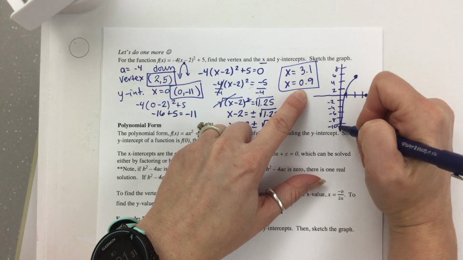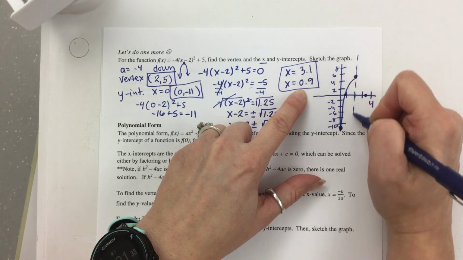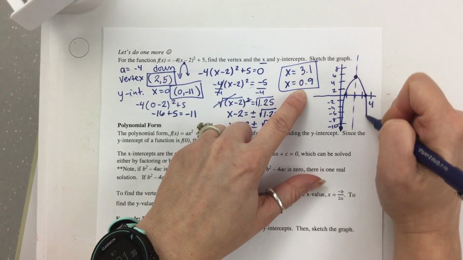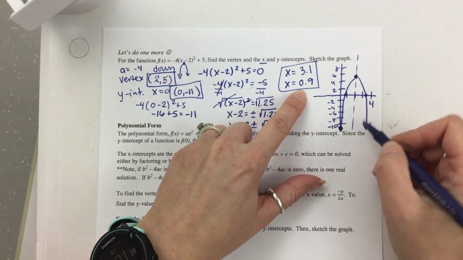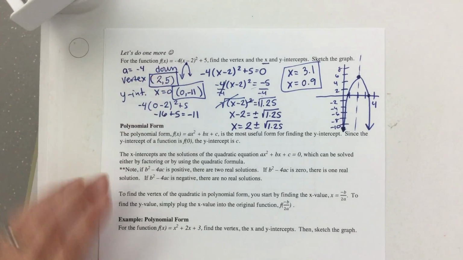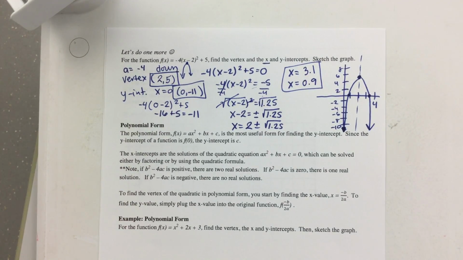That is enough to sketch. I know that there's an axis of symmetry right here. That would make this a mirror image, so I can go ahead. It is opening downwards just like we said it should. So there are 2 examples of what you'll be doing in that transformation form.